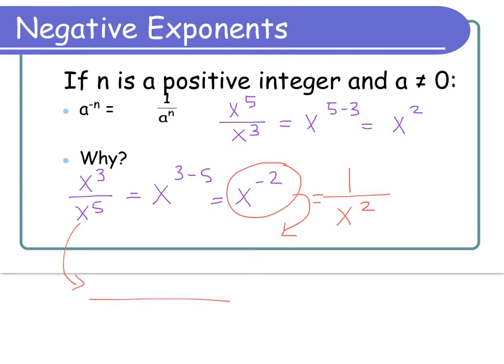You can prove that this is true if we try the repeated multiplication demonstration. X to the third is the same as x times x times x. X to the fifth would be 5 x's.